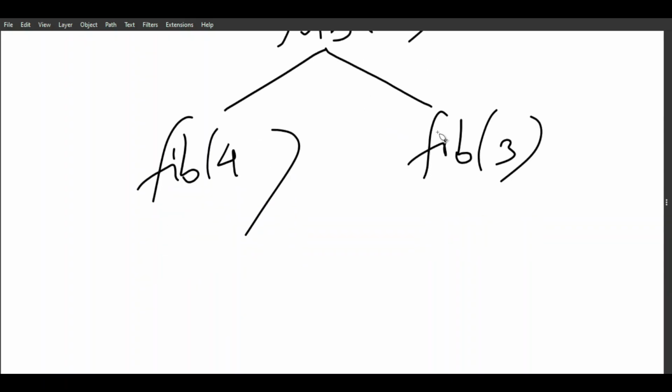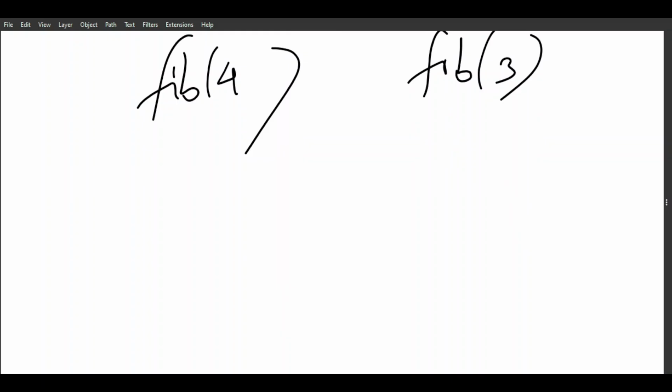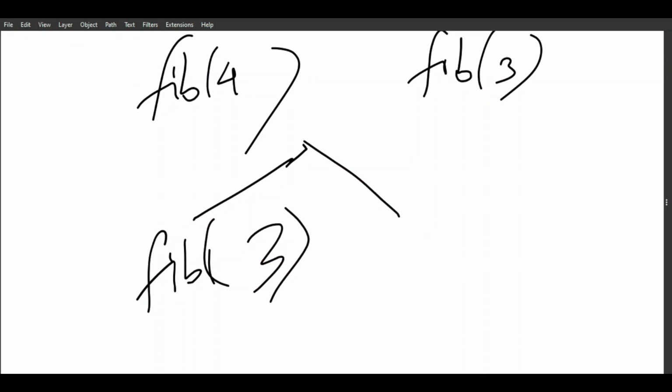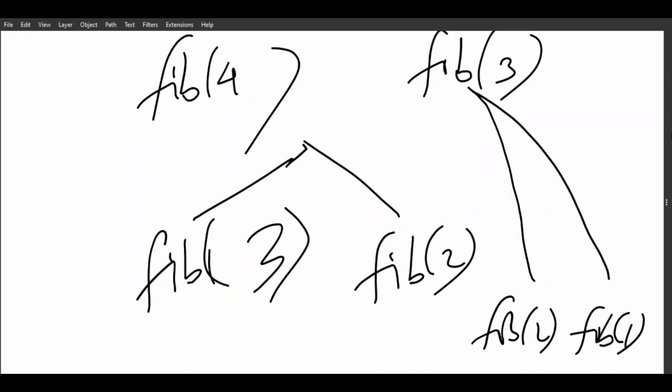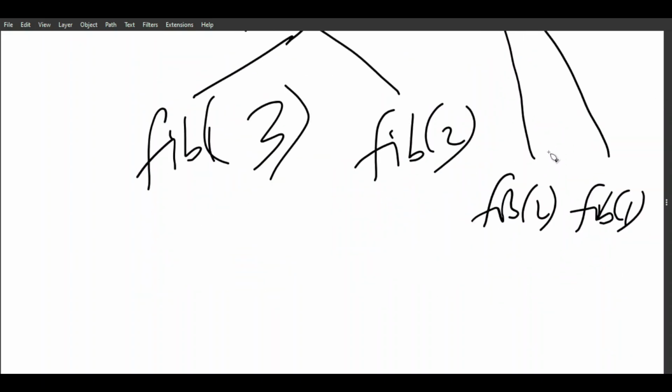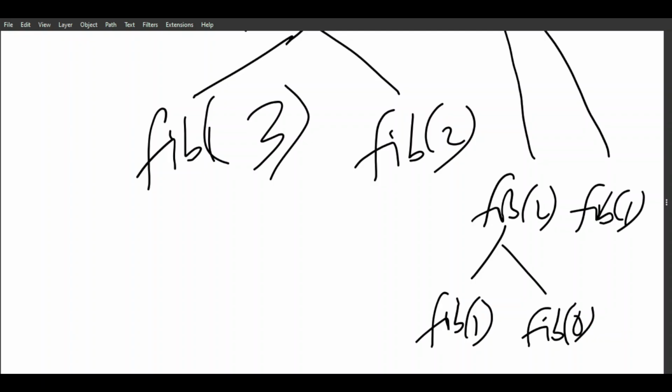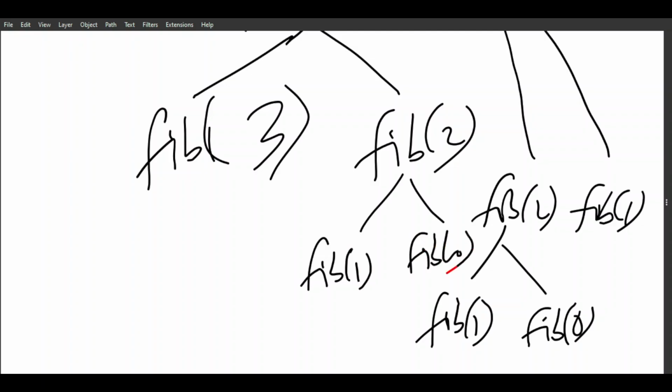Then Fib4 will call Fib3 and Fib2. Here it is not showing properly, so just use your imagination. Fib3 will call Fib2 and Fib1. This Fib2 will also call Fib1 and Fib0. Similarly, for this Fib2 also, it will call Fib1 and Fib0.